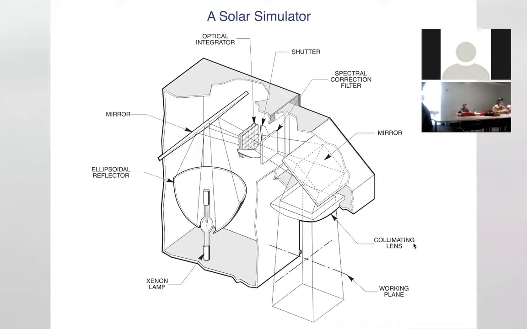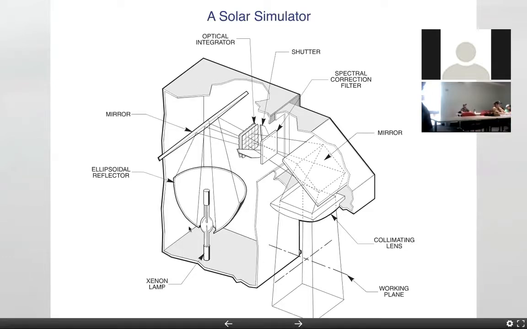Okay, so the electrical part is not that complicated, but the optical part is a little more complicated. As I said before, the sun is not a reliable source, so people refer to something called a solar simulator. Now let's look at what it looks like. It looks typically like a big box like that, so it's an actual cutout of a solar simulator.